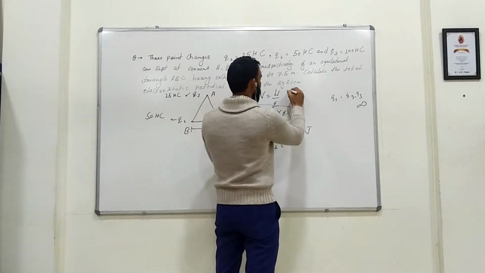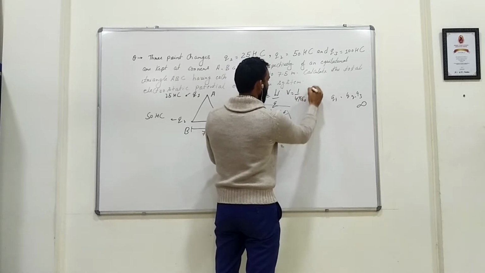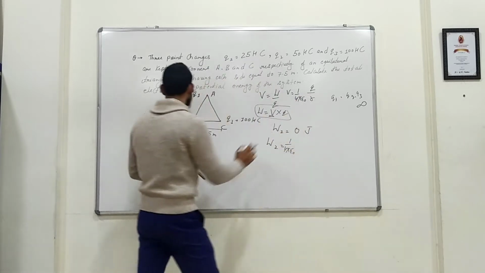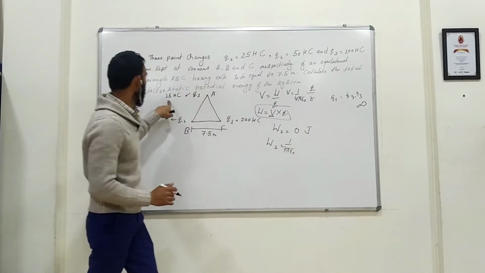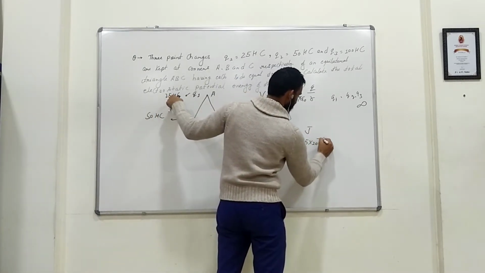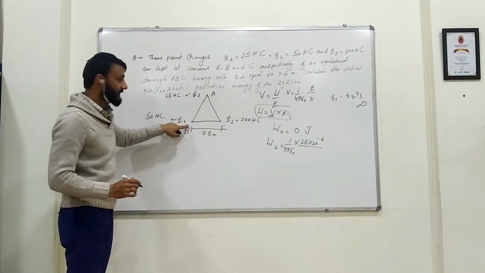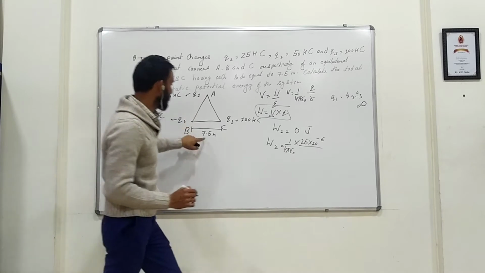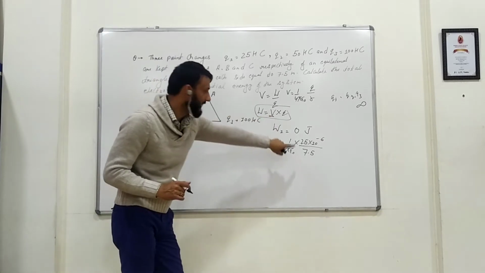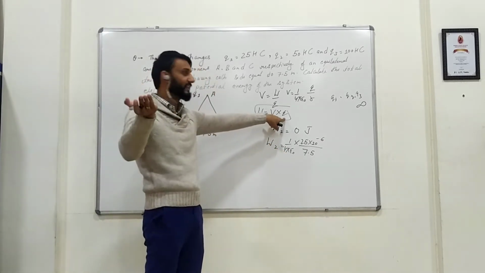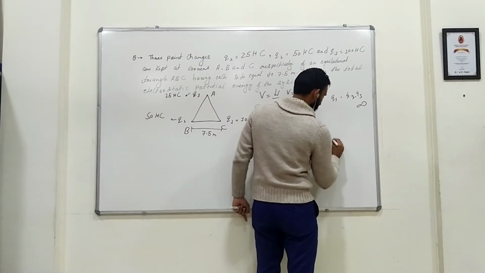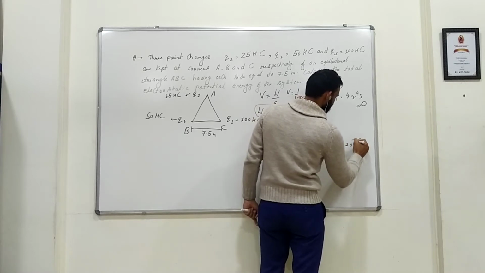Potential due to a single charge is given by 1 upon 4 pi epsilon naught, Q upon R. What is the Q? Q1, how much? 25 microcoulomb, that is 25 into 10 to the power minus 6, upon the distance R. R is how much? 7.5. And then this is the V, and then Q. Which charge are you bringing? You are bringing this Q2. How much is Q2? Q2 is 50 microcoulomb, that is 50 into 10 to the power minus 6.